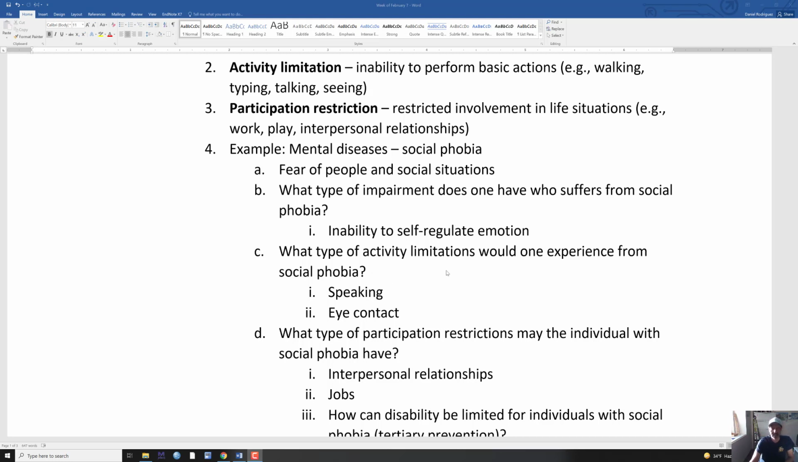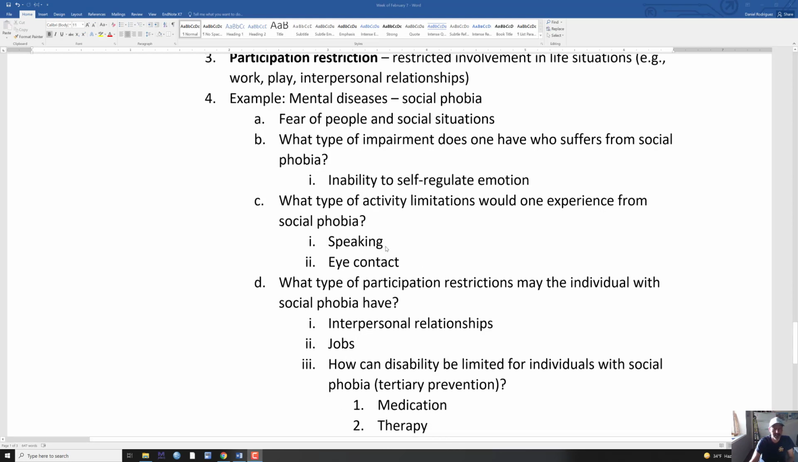What type of activity limitations would one experience from social phobia? Activity limitations would be speaking and eye contact. Those are two examples. And this is something that I think all of us need to come to terms with. Just because people don't want to talk to you or shy away from you or shy away from eye contact doesn't mean that they hate you or that they're bad people. It could be that they're struggling with these mental health issues or something like social phobia.